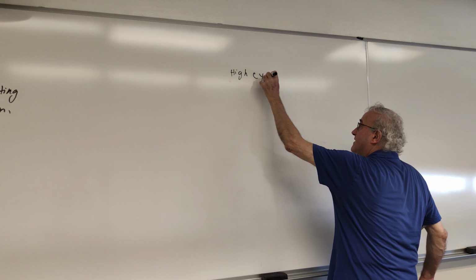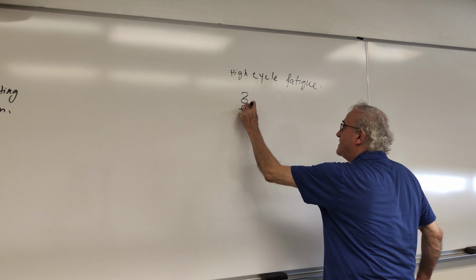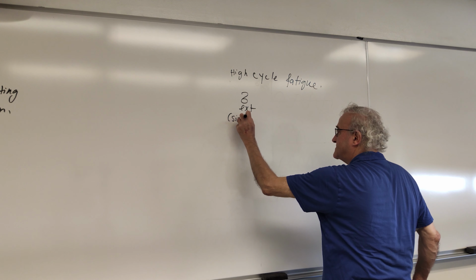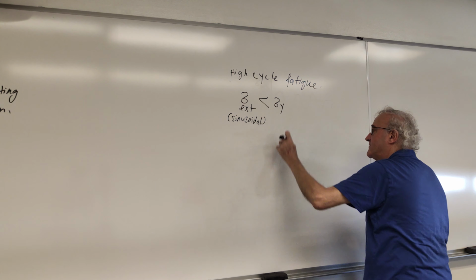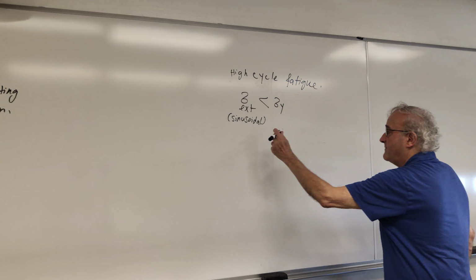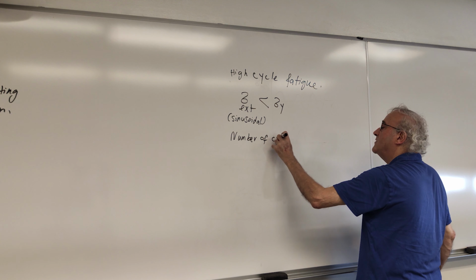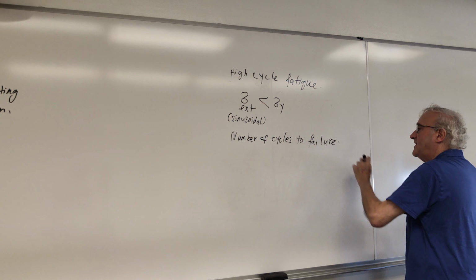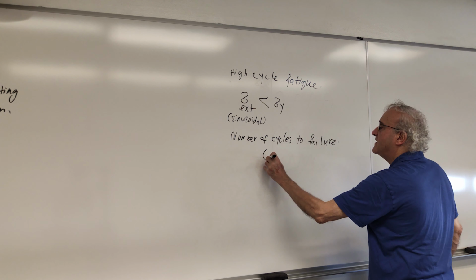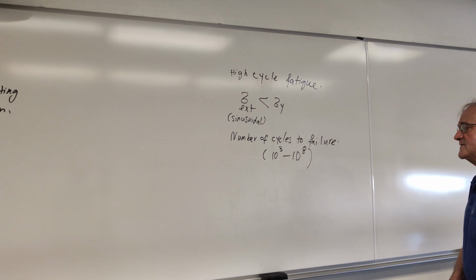High cycle fatigue is when the external sinusoidal stresses are less than the yield strength of the material. So you can imagine that the number of cycles to failure will be large because you are acting on it below the yield strength. And the number of cycles to failure are typically between 10 to the power 3 to 10 to the power 8. Millions upon millions of cycles.